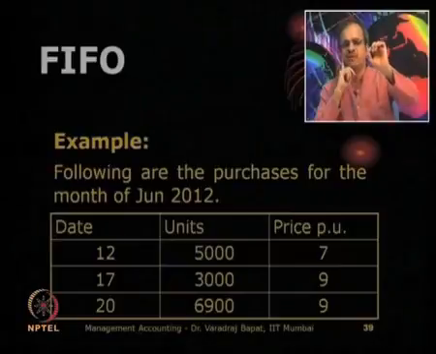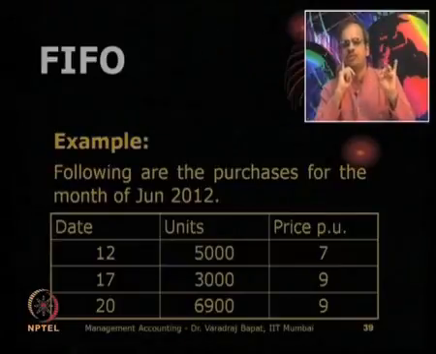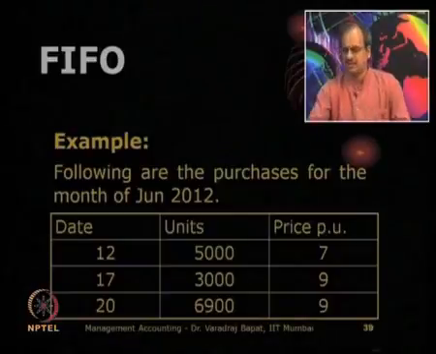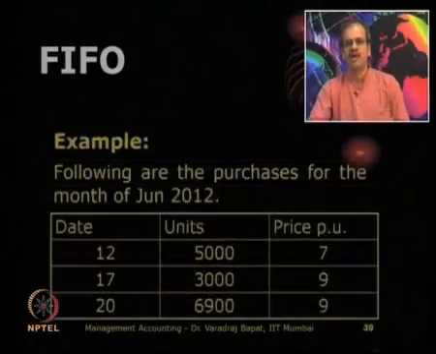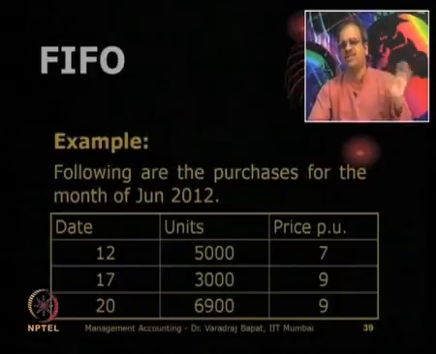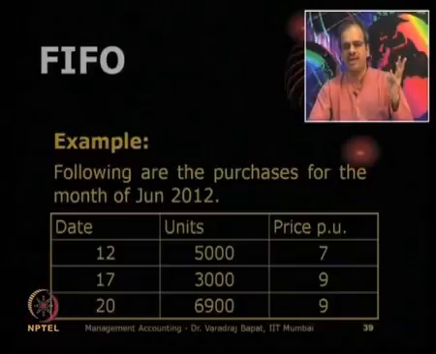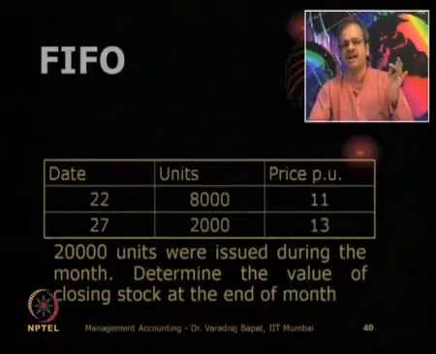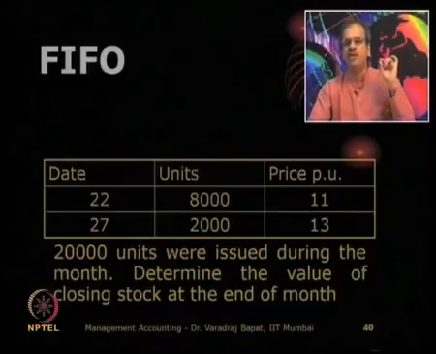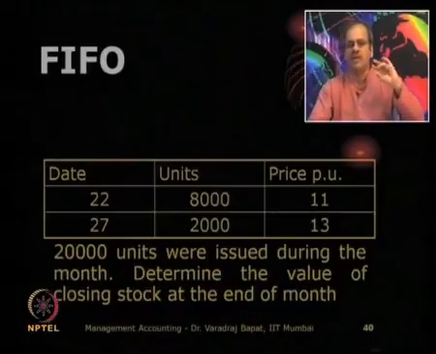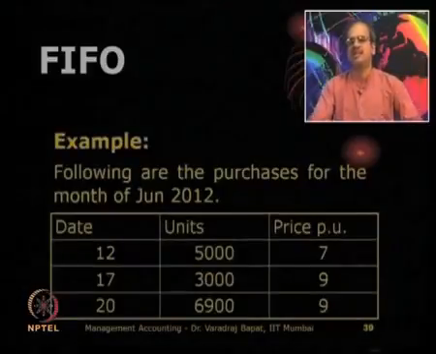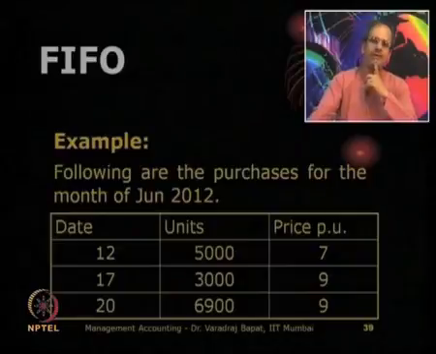This is a list of purchases which are made in the month of June 2012. So you know the date, units and the prices. Five times the same item is purchased, all units are identical. So you have the 12th, 17th, 20th, 22nd and 27th. Five times the purchases are made, and during the month 20,000 units are issued. So you are asked to determine the value of stock. How will you value?